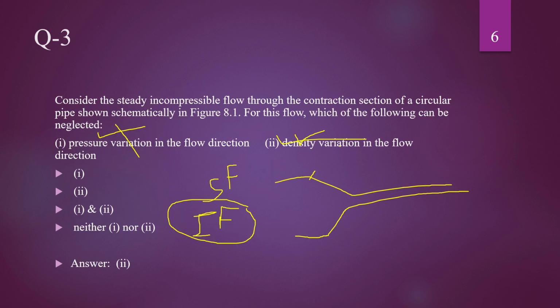In a similar fashion, we can ignore the density variation in the flow direction, whereas pressure variation in the flow direction cannot be neglected. So the first statement is wrong, and the second statement is right. 1 and 2 are wrong. This is also false. So the answer is 2. I hope this is clear. We are ignoring the density variation in the flow direction because we are dealing with incompressible fluid flow through the contraction section of a circular pipe.